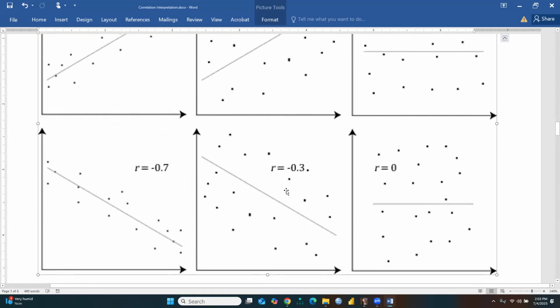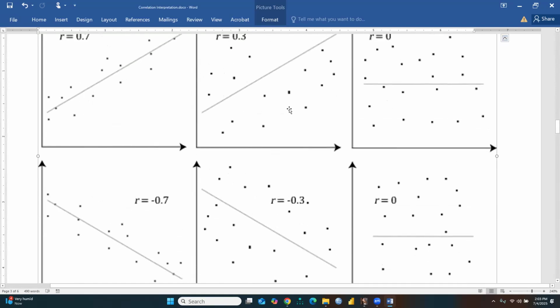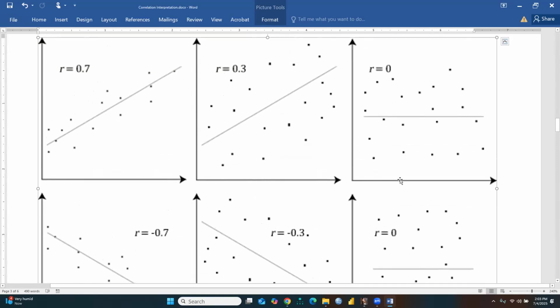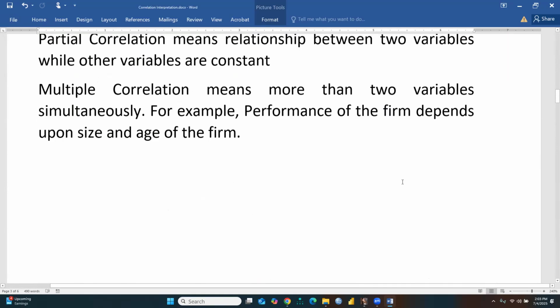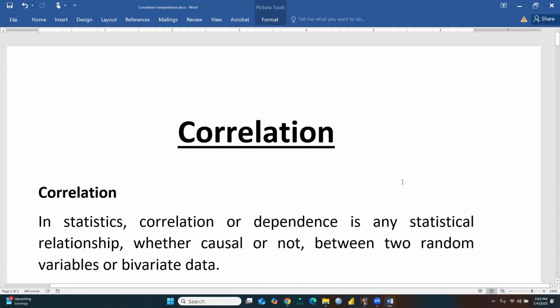But in the middle one, there is a weak correlation, both positive and negative. 0.7 means there is a strong correlation. So I hope you understand how to define the term correlation as well as how to interpret it with the help of Gretl.